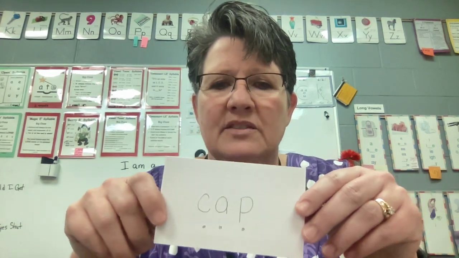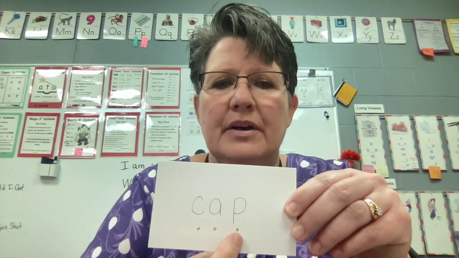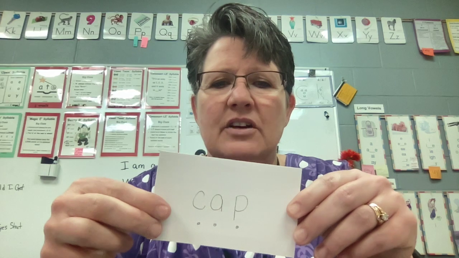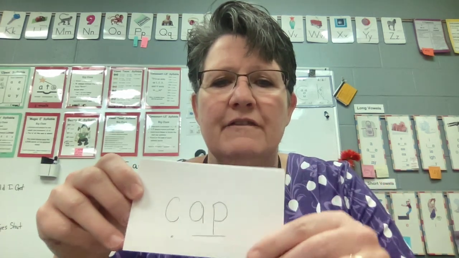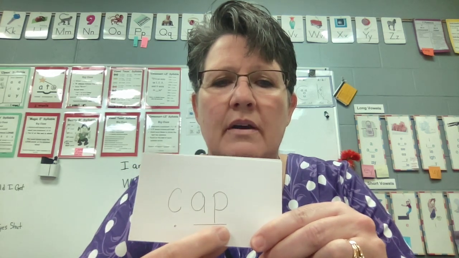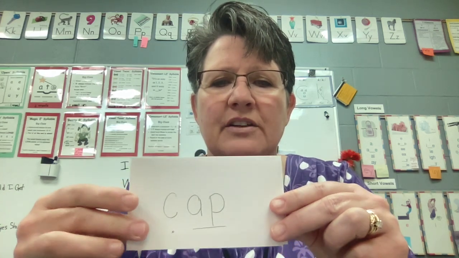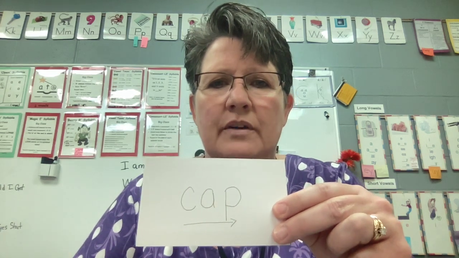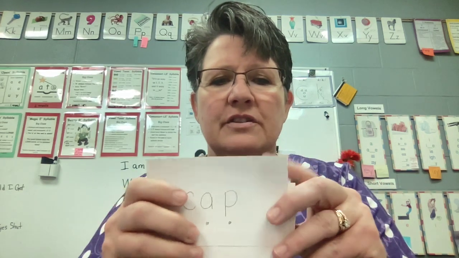Developmentally, when we learn to read, the very first thing we do with a word is sound out each letter. So we go k, a, p, cap. Then as we start to develop, we start to recognize the family. The family is the vowel and what comes after it. Then we go k, ap, cap. Then the final stage is we just say the whole word, cap.